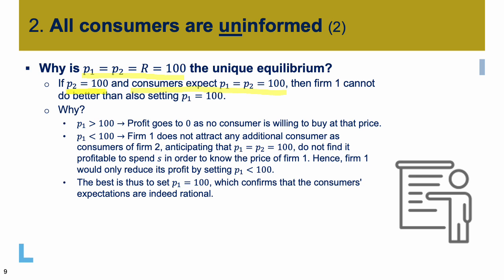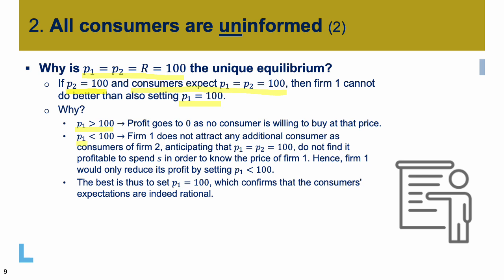Now, what is the best that firm 1 can do? We want to show that the best that firm 1 can do is to set a price equal to 100 as well. And if it does so, then consumers are rational in believing that the two prices are equal to 100. Okay, so why would firm 1 be willing to set a price of 100? Well, clearly it doesn't want to set a price higher than that, because this would be too large a price for consumers. Profits would go to zero. No consumer would buy at that price.